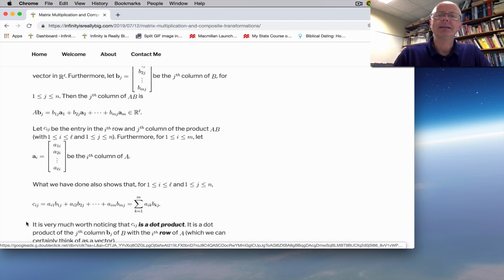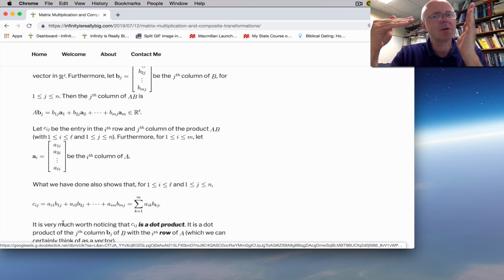Cij is supposed to represent the number in the ith row and jth column of the answer, if capital C is capital A times capital B. Notice it's a sum of products, just like dot products are. And in fact, it is a dot product. You have A over here times B to get an answer. To find the number in the ith row and jth column, take the ith row of A and the jth column of B, think of them both as vectors, and dot them.